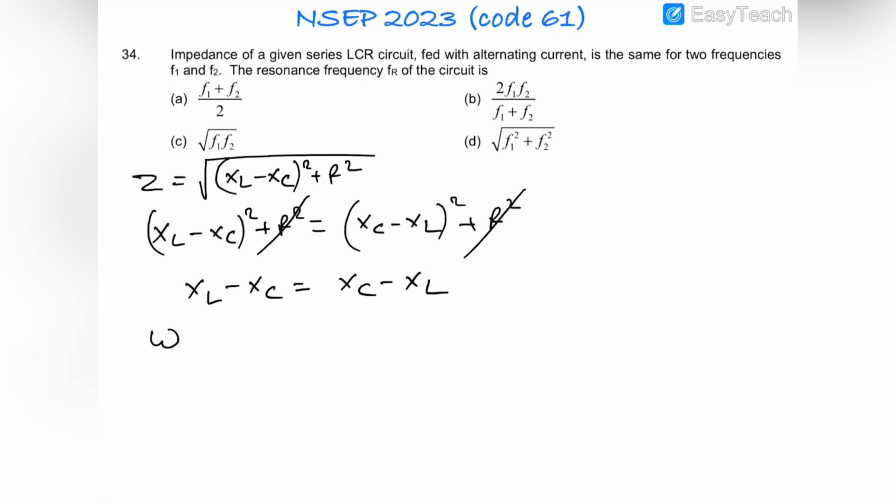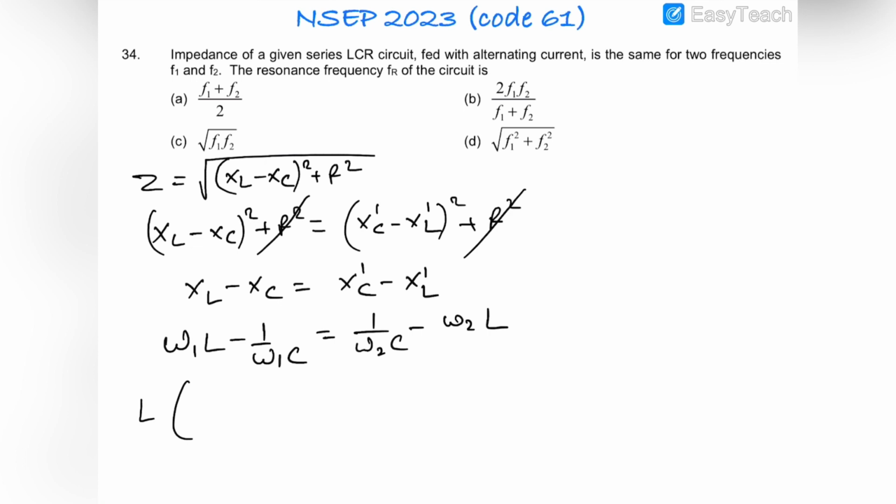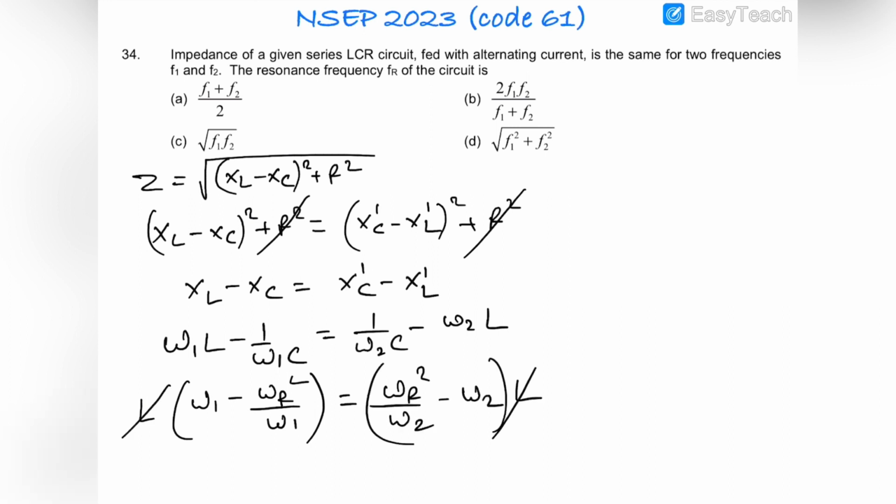So this is omega 1 L minus 1 upon omega 1 C, and this is 1 upon omega 2 C minus omega 2 L. So we can take L common and write (omega 1 plus omega 2) is equal to omega r whole square upon omega 1, and here also we can take L common and write omega r whole square upon omega 2, and L is common. Cancelling L with L, we can write omega 1 plus omega 2 is equal to omega r whole square times (1 upon omega 1 plus 1 upon omega 2).